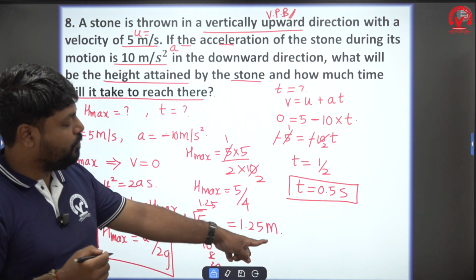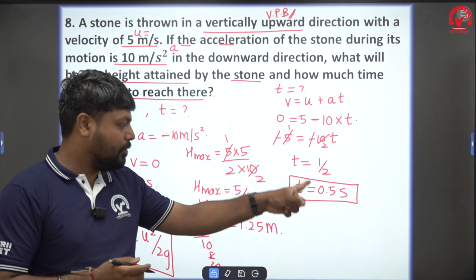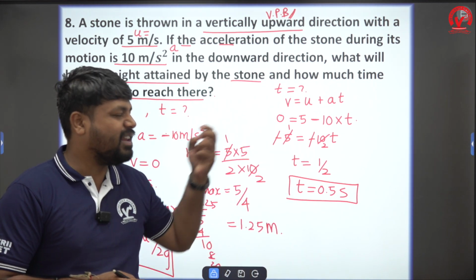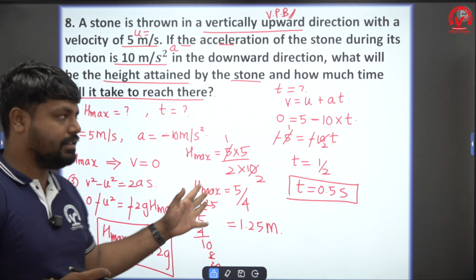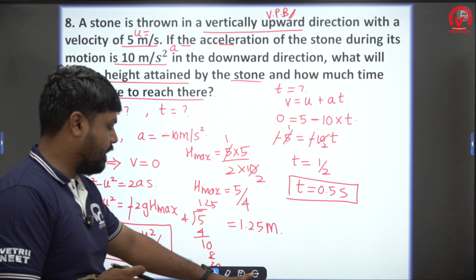To reach 1.25 meter, how much time did it take? It took 0.5 seconds. You should be very strong in mathematics. After seeing the mathematics theory, you can easily solve this. Okay, write it down.